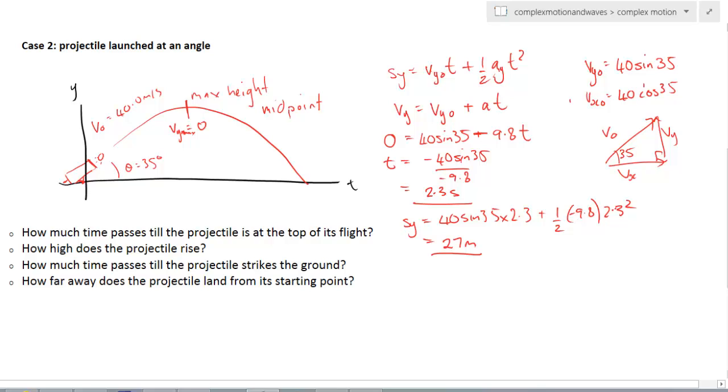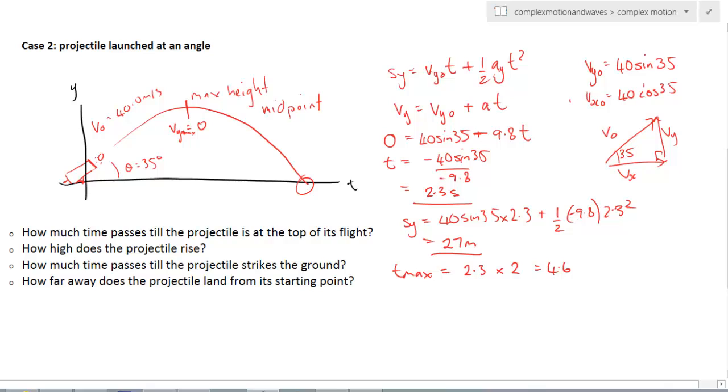How much time passes till the projectile reaches the ground? Well, it starts off at the ground. So it basically goes to its maximum height, the midpoint of the projectile's trajectory, and then goes to the opposite side of the ground, over here. And that just basically means that if you multiply your time by 2, then you get how much time passes. I'm going to put that as T max, which is 2.3 times 2, which is 4.6.